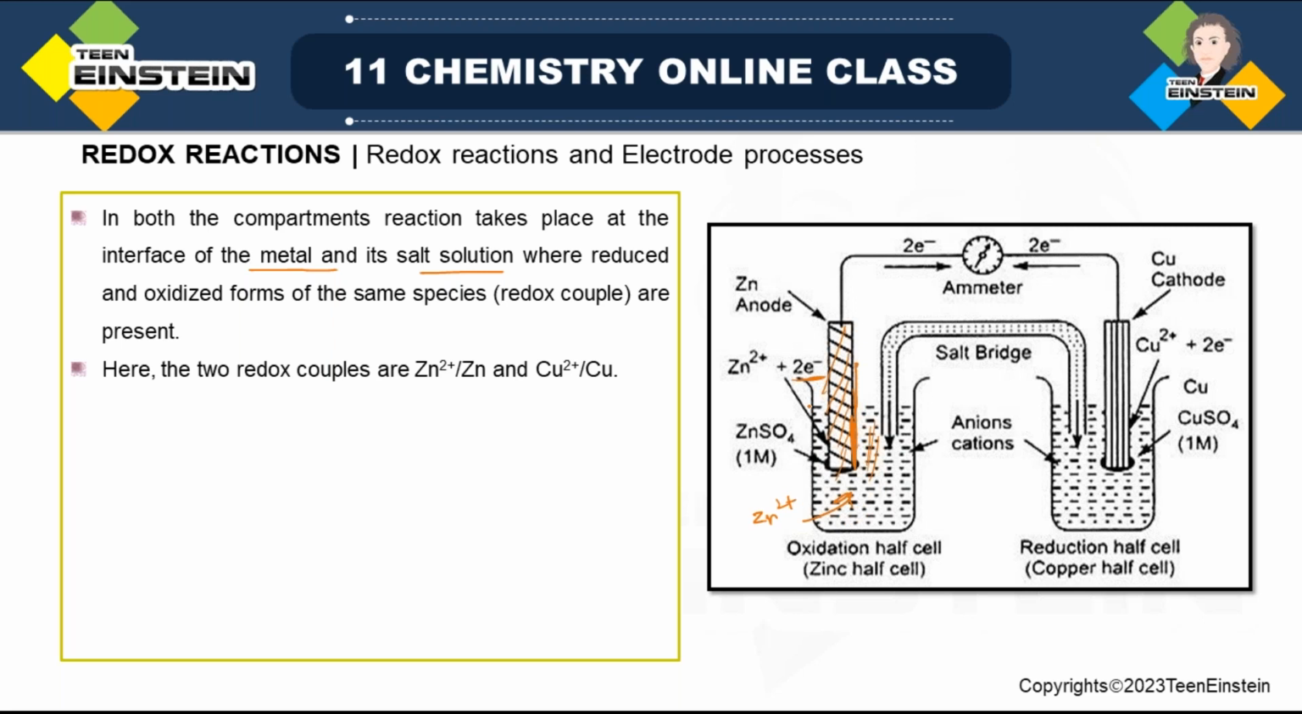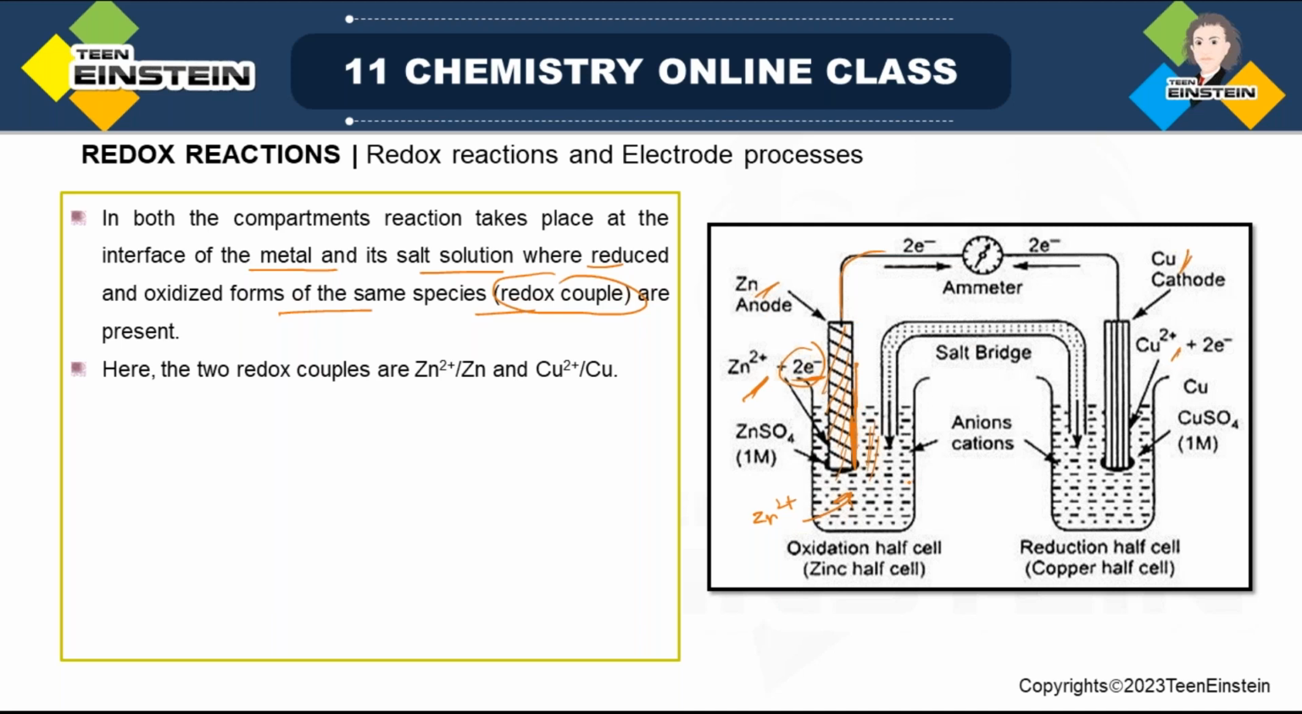So the removed electrons will pass through this interface of metal and solution by the reduced and oxidized forms of the same species. We are calling this pair of the same species a redox couple. So redox couple means Zn and Zn2+, Cu and Cu2+.